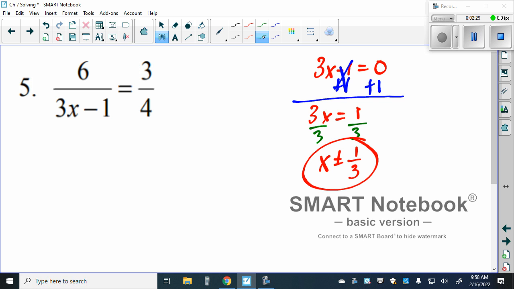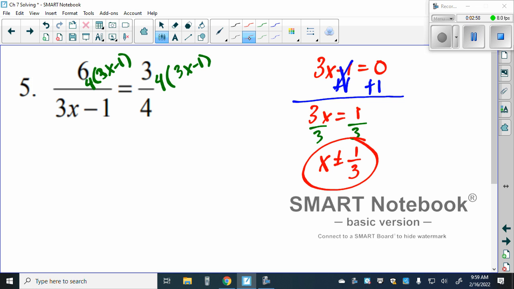Now looking at the denominators, we only have 2 of them. One of them is 3x minus 1 and the other is 4. So to get all the denominators to cancel, we are going to need to multiply both sides by 3x minus 1. Do we need anything else? The 4. So we're multiplying both sides by 4 times 3x minus 1.